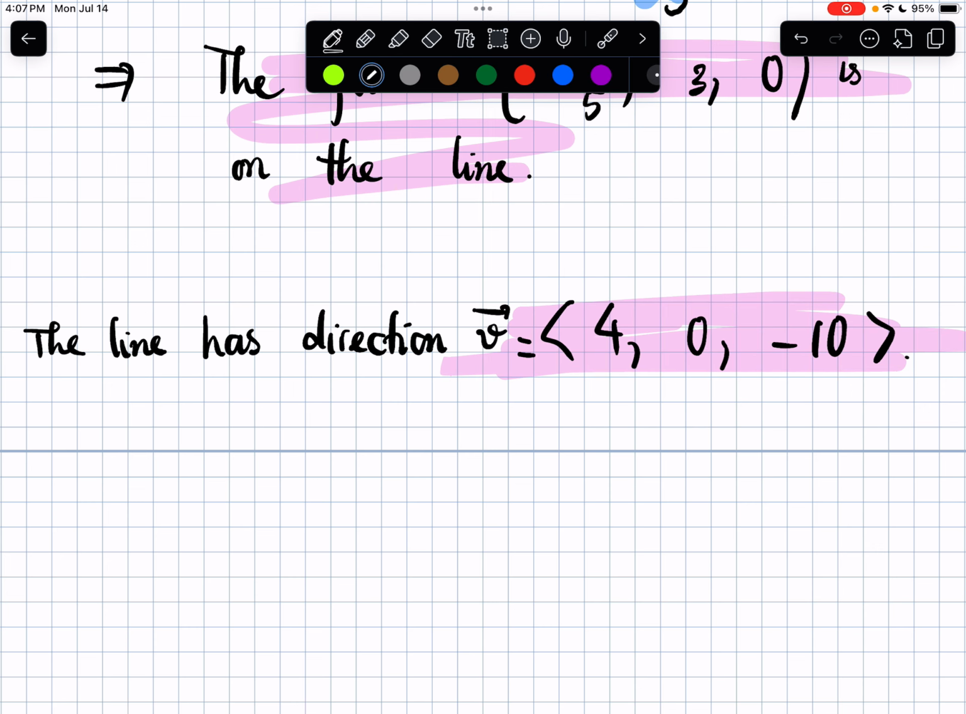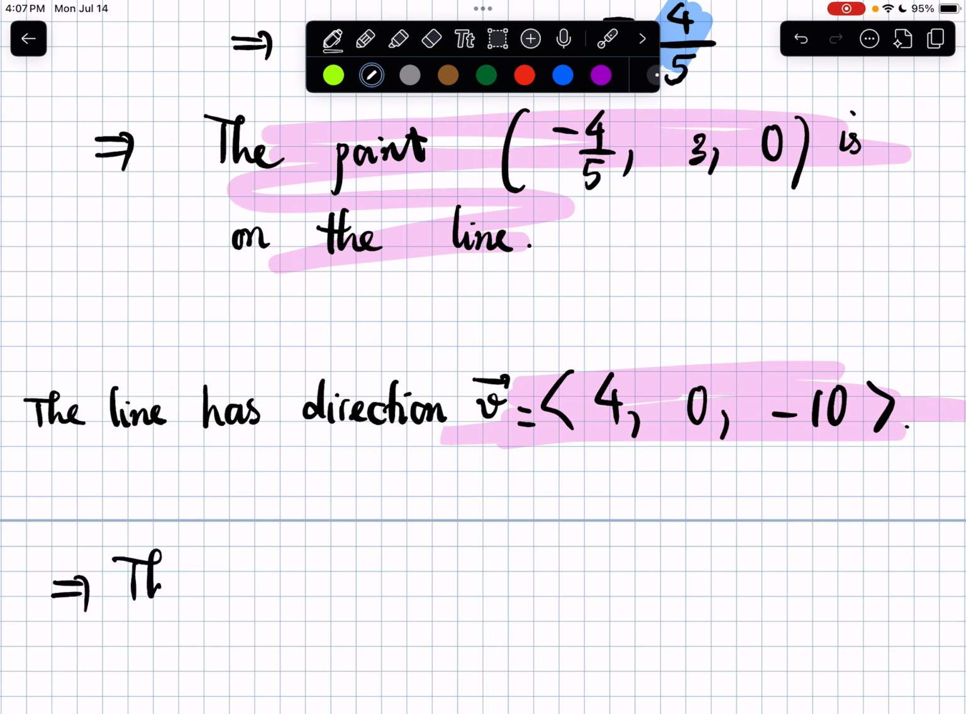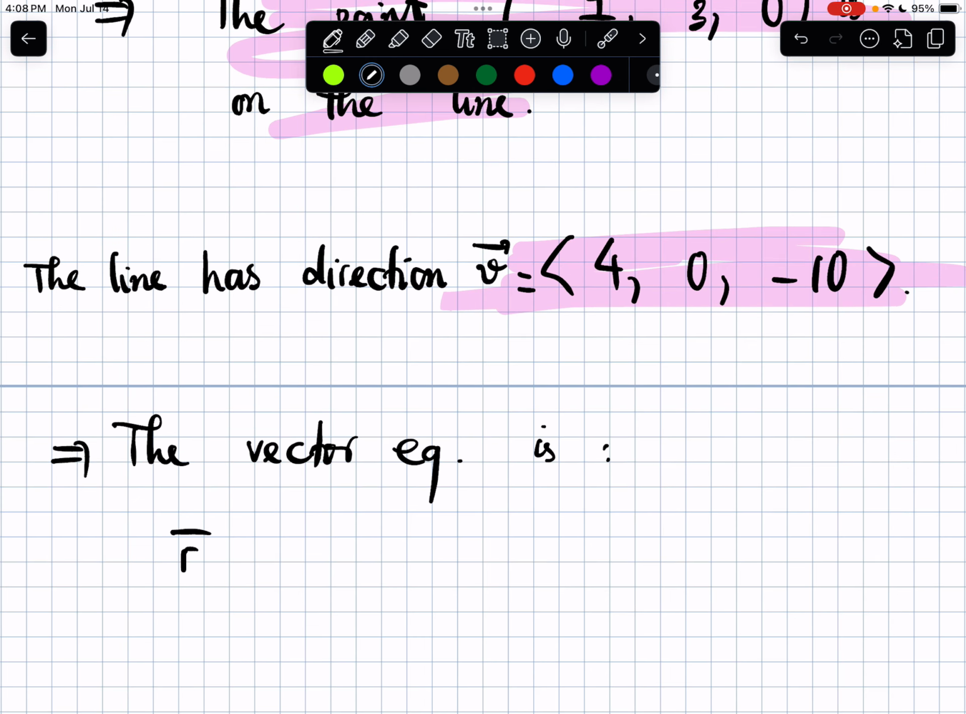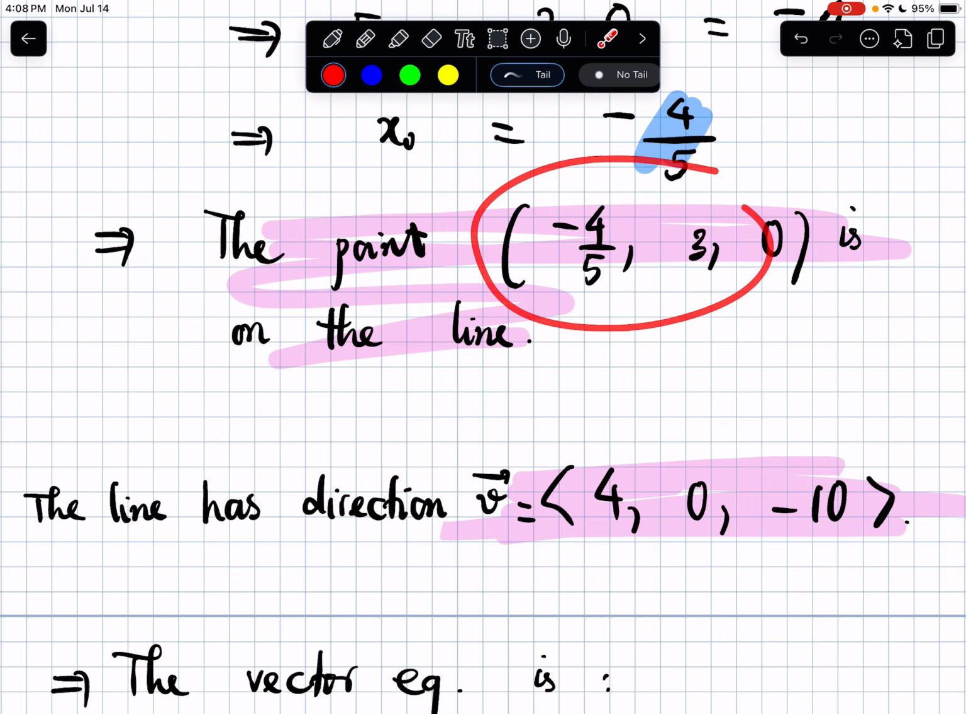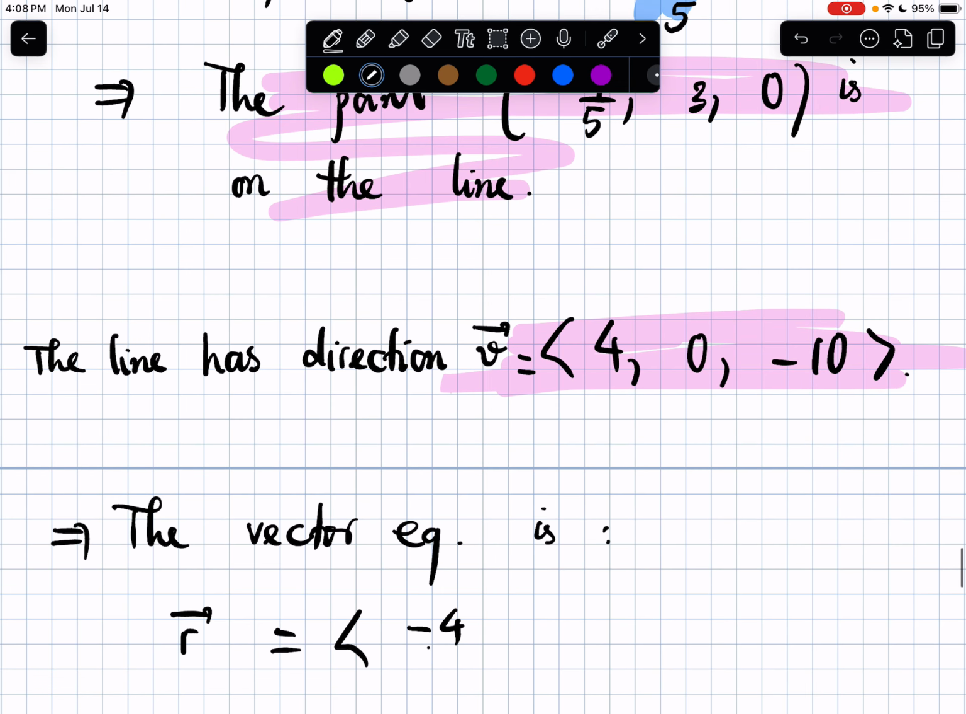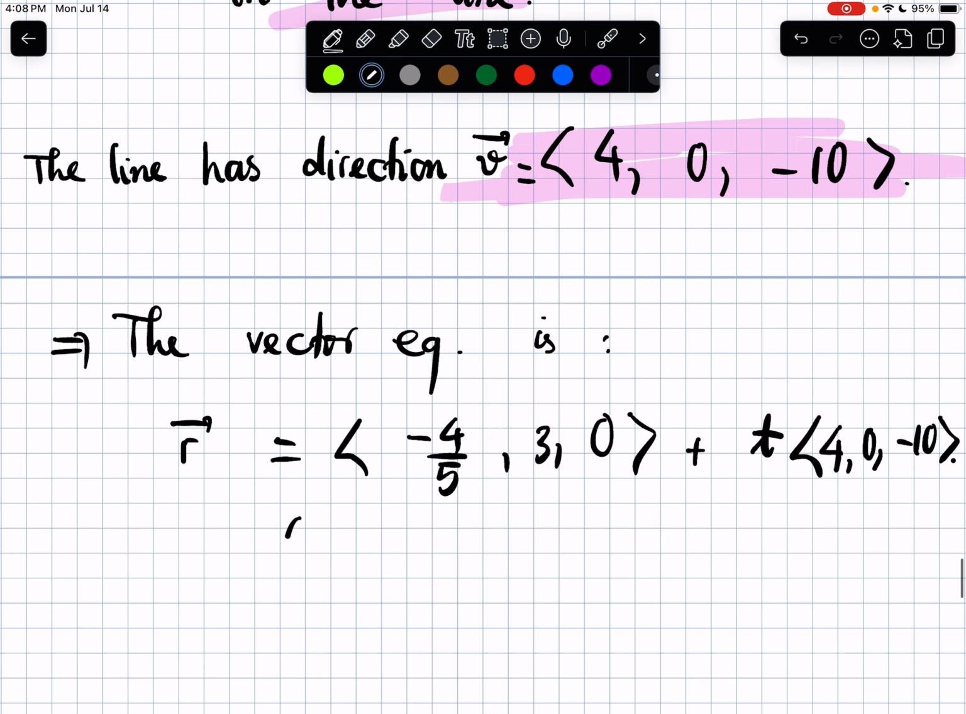So this gives us the vector equation: vector r, the position vector of a point, say Q on the line, equals vector OP, minus 4 by 5, 3, 0, plus t, a parameter, times vector v, 4, 0, minus 10. You can say wait, this is just a parameter.